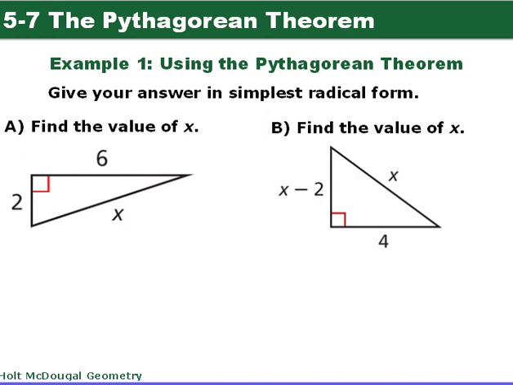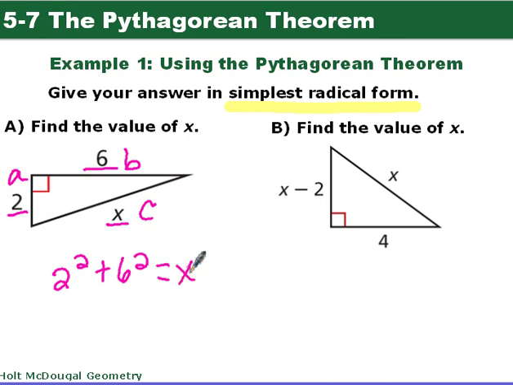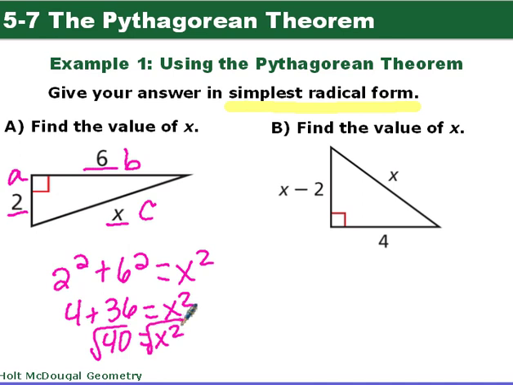So our first example, we want to find the value for x. The key thing is to remember simplest radical form will be your answer. No decimals. You might have the radical sign still. So we have the 2 and 6 are our legs. X is our hypotenuse. This is our A, B, and C. So 2 squared plus 6 squared equals x squared. So 4 plus 36 equals x squared. 40 equals x squared. Square root both sides. Square root of 40 equals x.